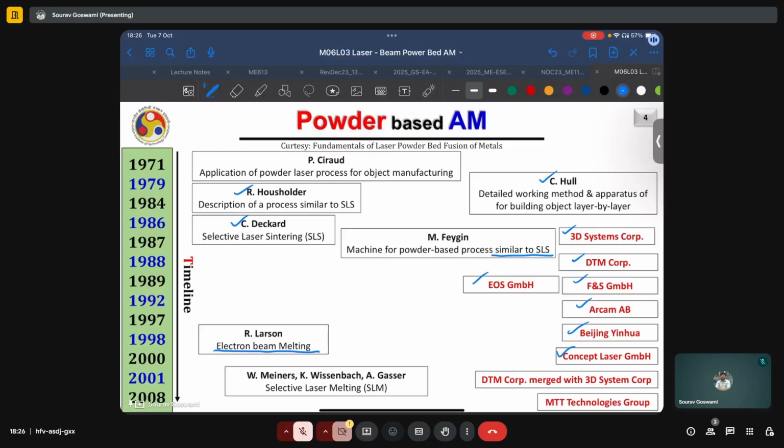It was also around the late 90s when R. Larson proposed the principle or a working concept of electron beam melting. And later, at the turn of the century, Meiners, Wissenbach and Gasser developed the selective laser melting technology. And also around this time, DTM Corp merged with 3D Systems, and around the 2000s, MTT Technological Group was founded.